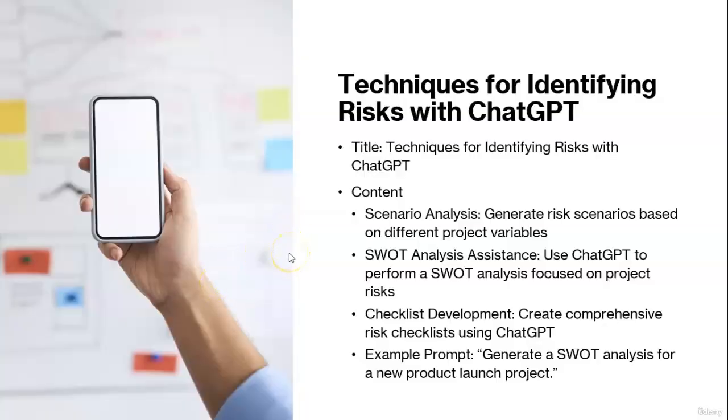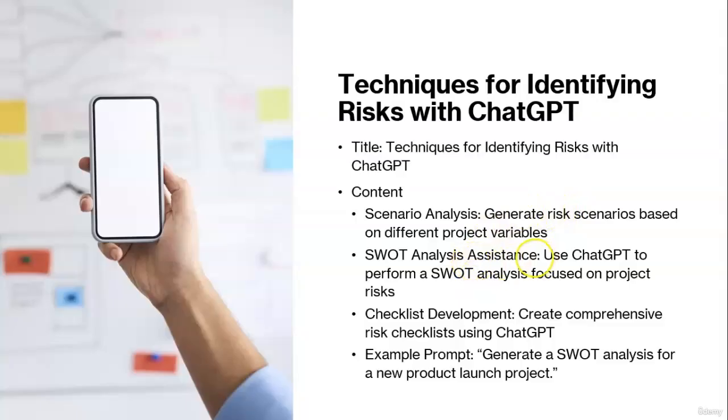There are several techniques you can use with ChatGPT to enhance risk identification. We will discuss each of the cases here. The first case, scenario analysis. So generate risk scenarios based on different project variables. For example, we will go on that part later on. The prompt might be, what risks might arise if we delay the project's launch by 3 months. I will go into this case here.